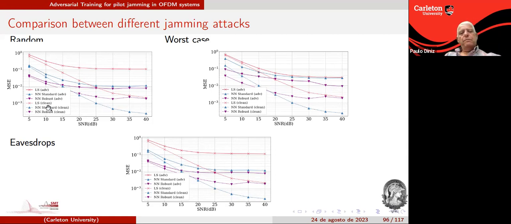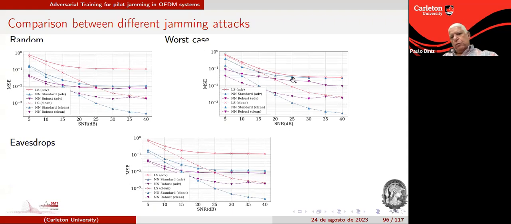But if I design my estimator taking into consideration that I have some attacks, then the situation is better. As you see here, I have a neural network considering adversarial attacks, and I make it robust to that particular type of adversarial attack. So we can compare this curve with this curve, and with this curve. These are unpublished work, by the way. I'm still working on it.